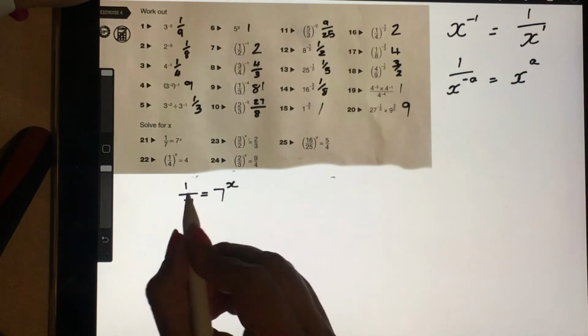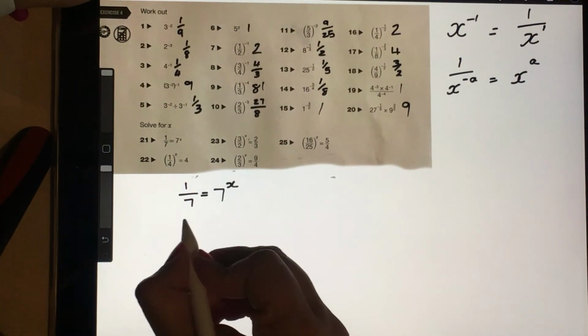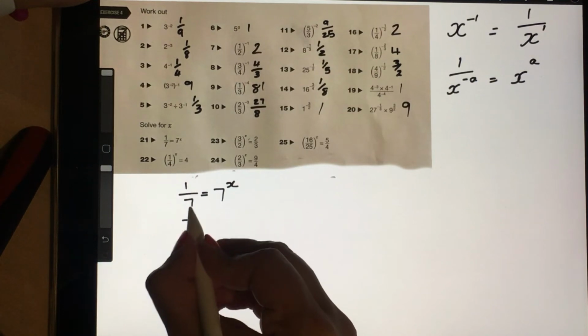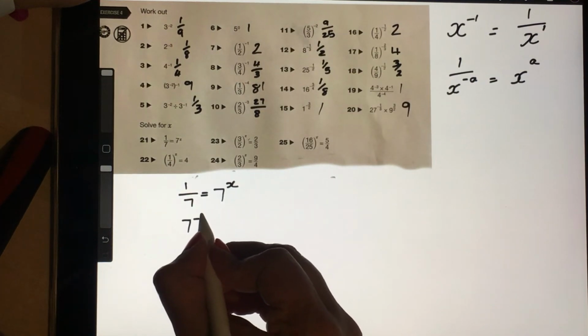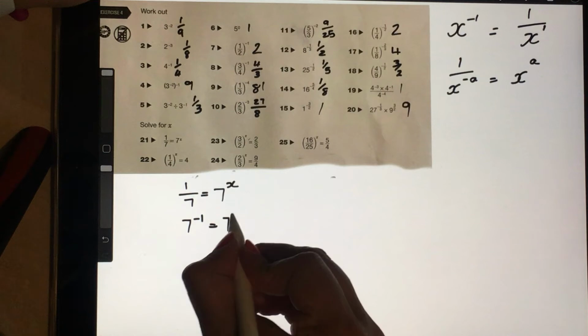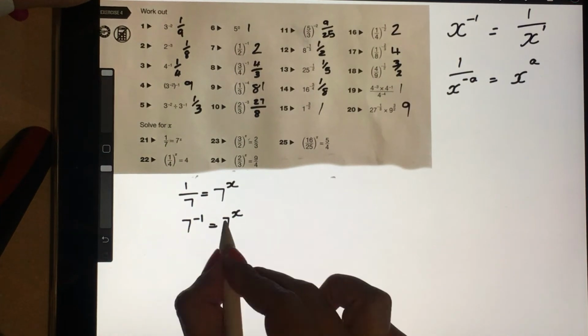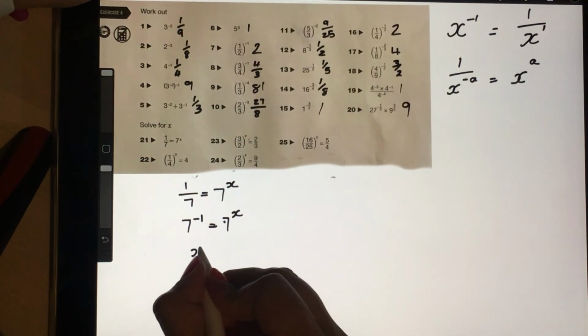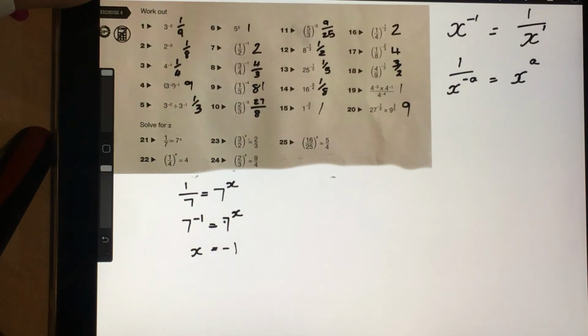Solve for x. So this specific one is really easy because you simply change the 1 over 7 to 7 to the power of negative 1 is equal to 7x. And because our two base numbers are now the same, we can confidently say that x is equal to minus 1.